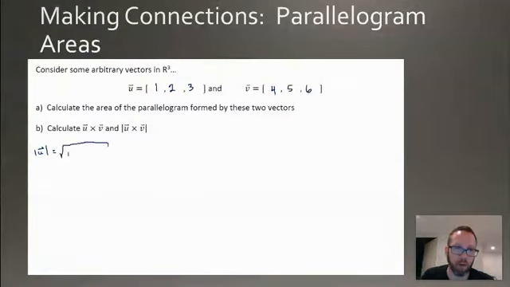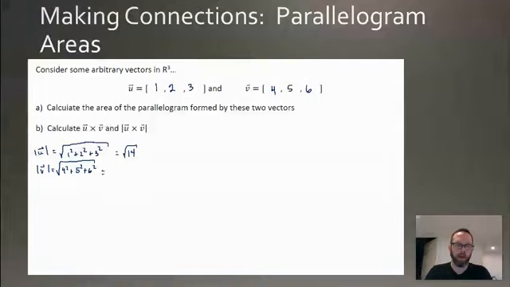The size of u is the root of 1 squared plus 2 squared plus 3 squared, which is the root of 14. I'll leave it like that for now. The size of v is the root of 4 squared plus 5 squared plus 6 squared. I'm going to use a calculator. I've messed up too many times today. Plus 25 plus 36, root of 77.